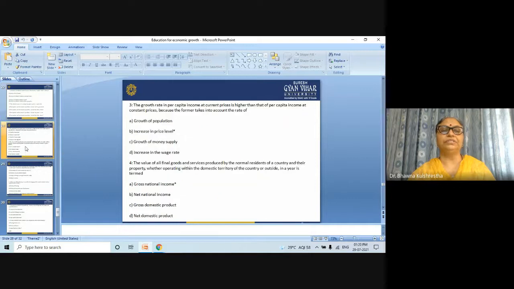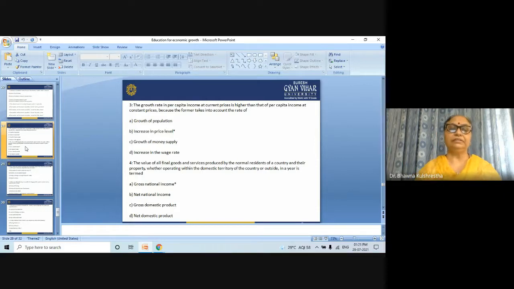And next question: the growth rate in per capita income at current prices is higher than that of per capita income at constant prices because the former takes into account the rate of growth of production, growth of population, increase in price level, growth of money supply, or increase in the wage rate. The answer to this question is increase in price level.